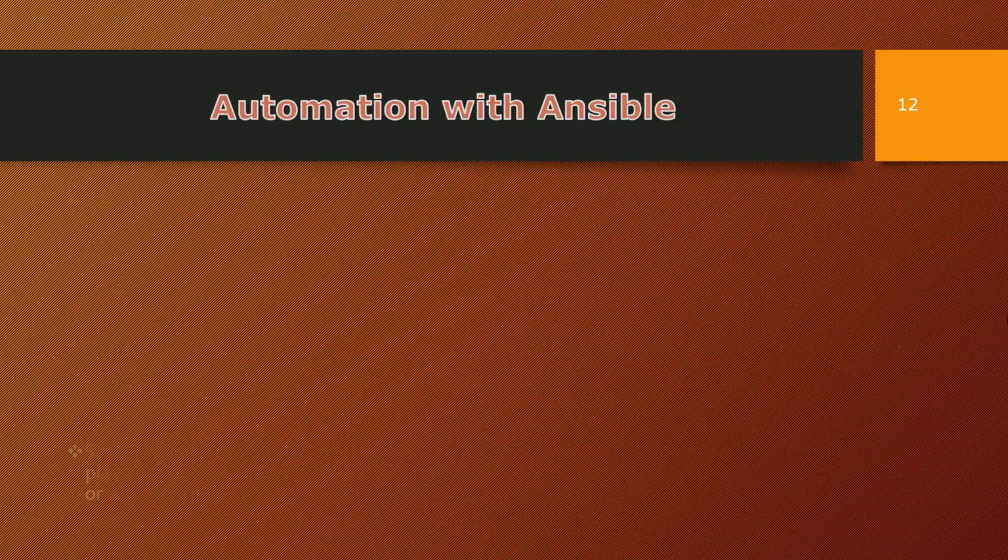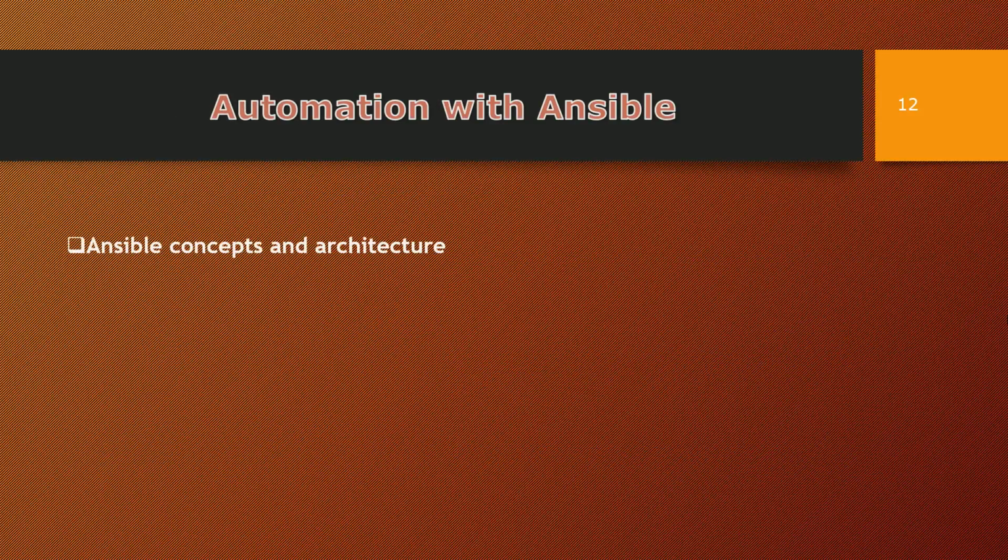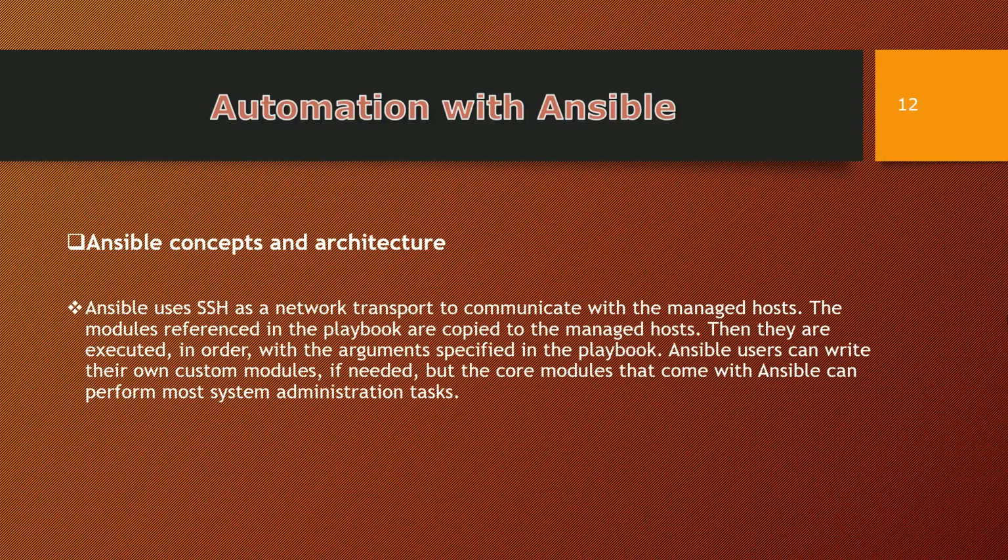One more thing, Ansible uses SSH as a network transport to communicate with your managed hosts. So communication between your control node and your client machines would be on the basis of SSH. So SSH, that is your secure shell, should be enabled from your client machine to your Ansible server. If it is blocked, then you have to talk to the respective team, the firewall team, and make that port open. The modules referenced in the playbook are copied to the managed host.